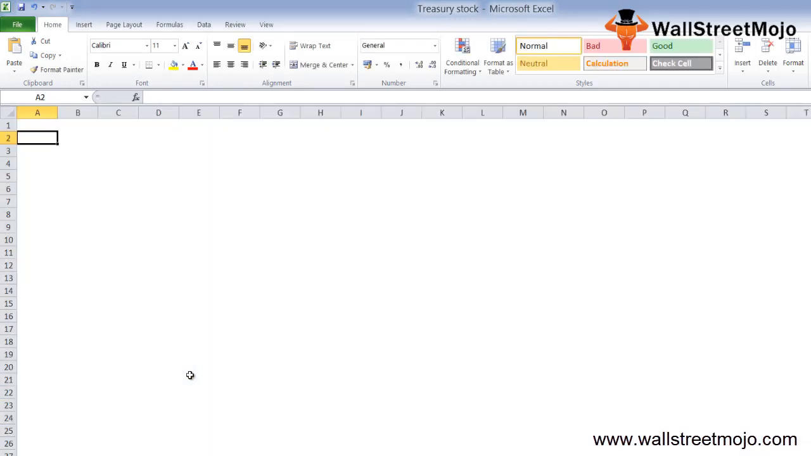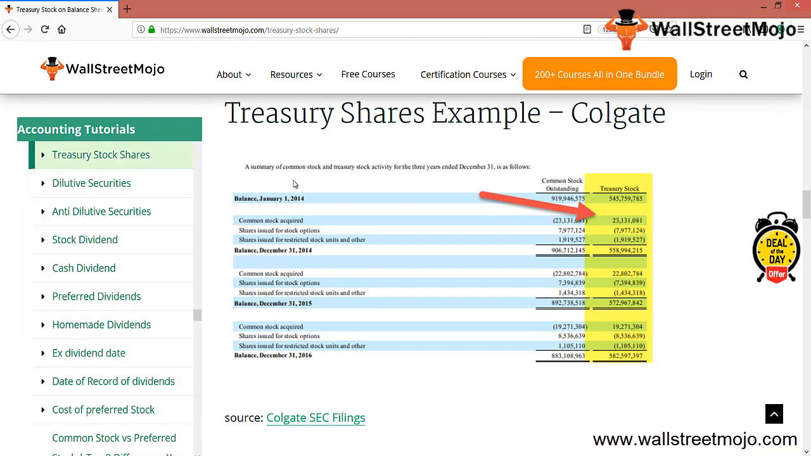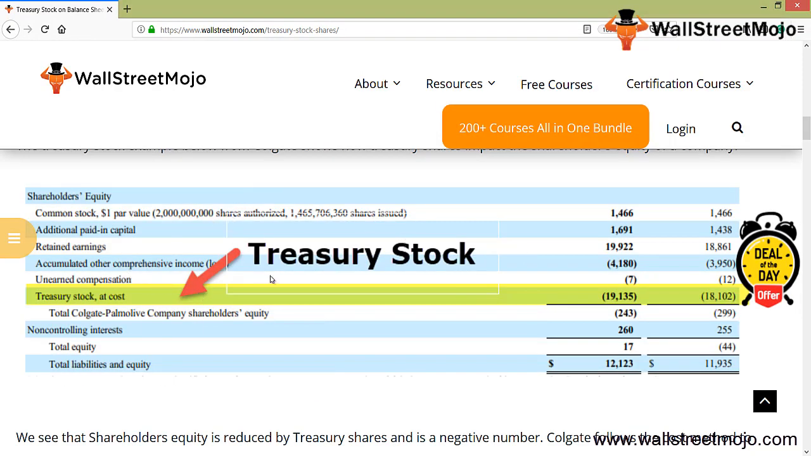The treasury stock example I'm going to show, of Colgate, shows how treasury shares impact the shareholders' equity of the company. This is the example of treasury stock at cost. How exactly does it impact? If we look over here, the shareholders' equity is reduced by the treasury stock or treasury shares, shown as a negative number. As you can see, Colgate-Palmolive implements the cost method to account for the treasury stock, and has close to 19.135 billion worth of treasury stock as of December 2016.